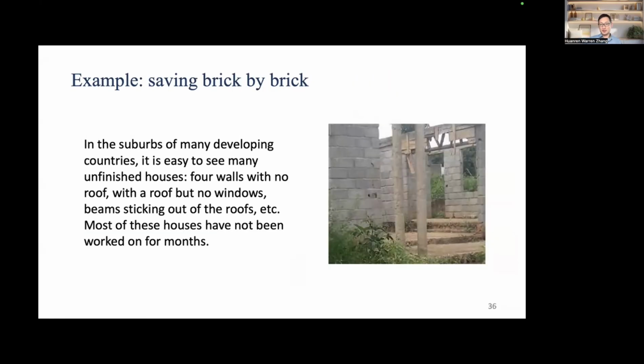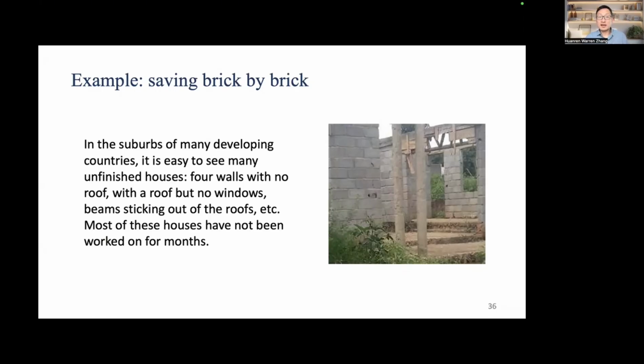Here is another example. If you go to the suburbs of many developing countries, you will see many unfinished houses. Sometimes you see full walls with no roof, sometimes with a roof but no windows. Sometimes you see beams sticking out of the roof, etc. Most of these houses have not been worked on for months. So you might be thinking that these residents have really poor planning. They do not have enough money, but they decide to build a house. So in the end, they have an unfinished house. But if you truly ask and talk to the residents there, it's actually their pre-commitment strategy of saving.